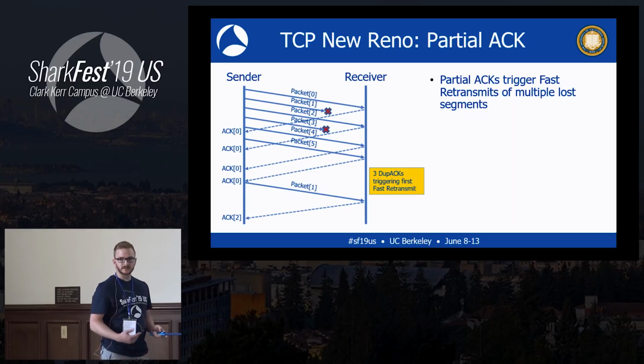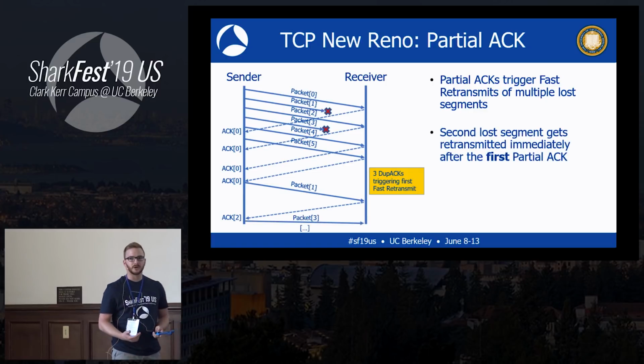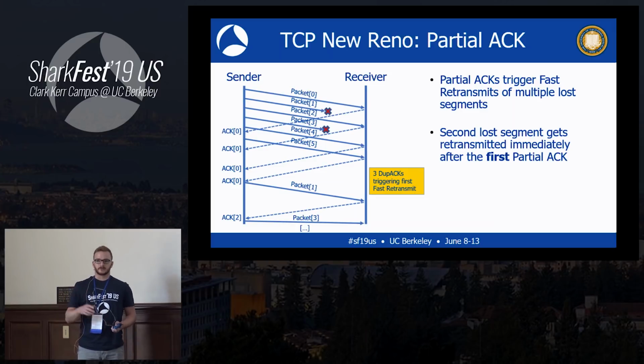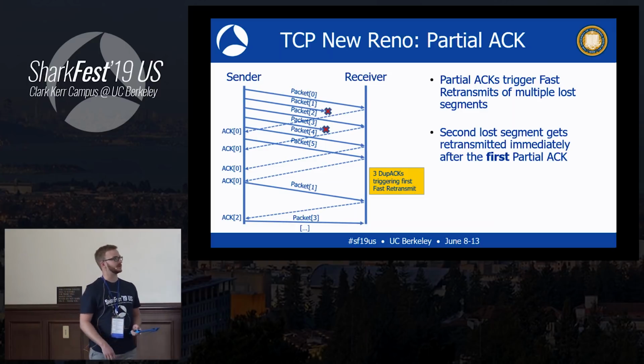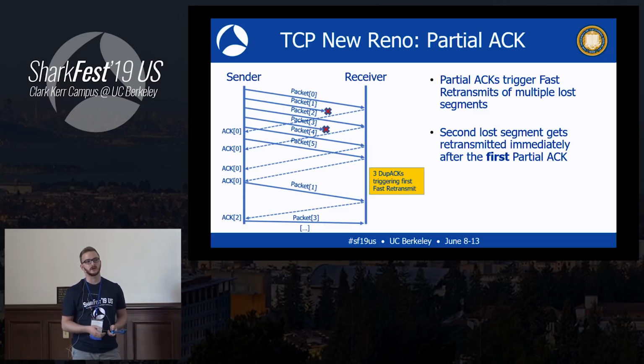But at this point in time, my sender knows, okay, I'm not going to wait for more duplicate acknowledgements. I will immediately resend packet number 3. That is what partial ACK covers in this particular case. Compared to the slide before, we had to wait for a timeout or even more acknowledgements to come in. But in this case, after the first dupe ACKs have been received, the sender will resend packet number 3 immediately without waiting for any more. That's partial ACK, covered in TCP New Reno, which is still out there quite a lot.